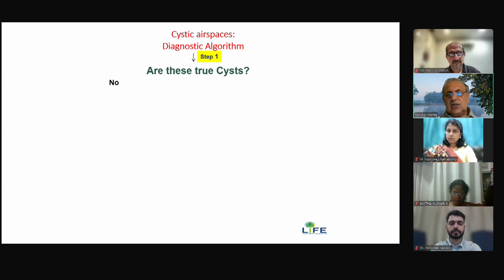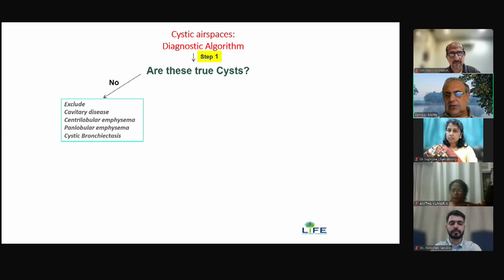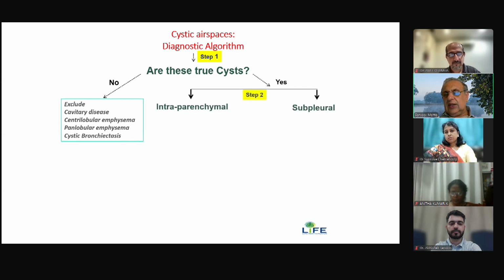So are these cysts? We say no. And then that means I just told you cavities, centrilobular emphysema, panlobular emphysema, and cystic bronchiectasis. They are not true cysts. If they are true cysts, then the question is, are they intraparenchymal or are they subpleural? If they are subpleural, they will be bullae, paraseptal emphysema, honeycombing.